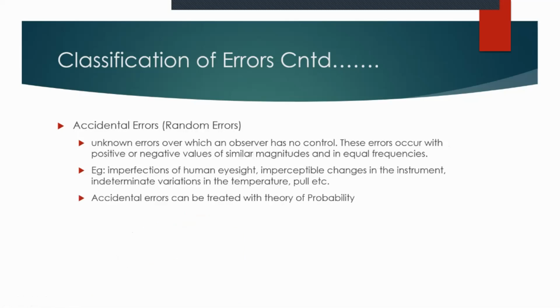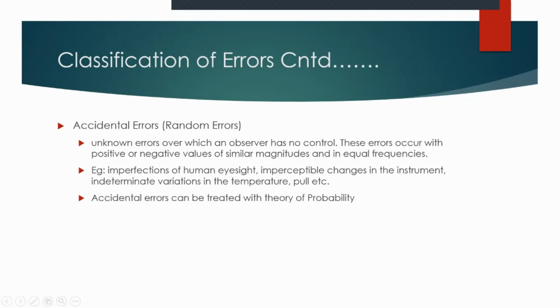Now, when it comes to accidental errors, unknown errors over which an observer has no control, these errors occur with positive or negative values of similar magnitudes and equal frequencies. Example, imperfection of human eyesight, imperceptible changes in the instrument, indeterminate variations in the temperature, pulse. Now, accidental errors can be treated with theory of probability.